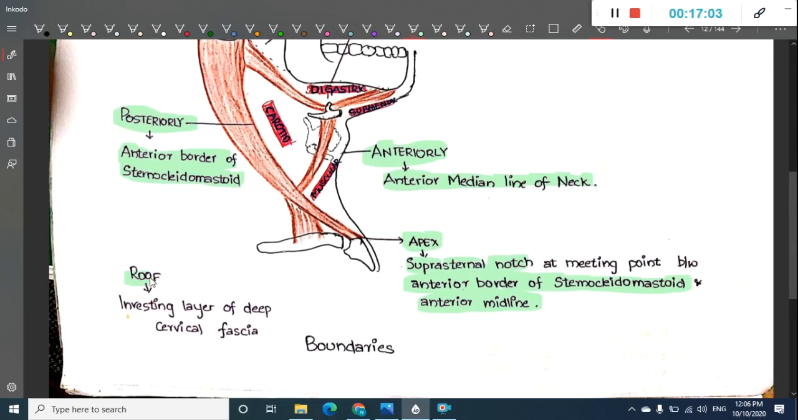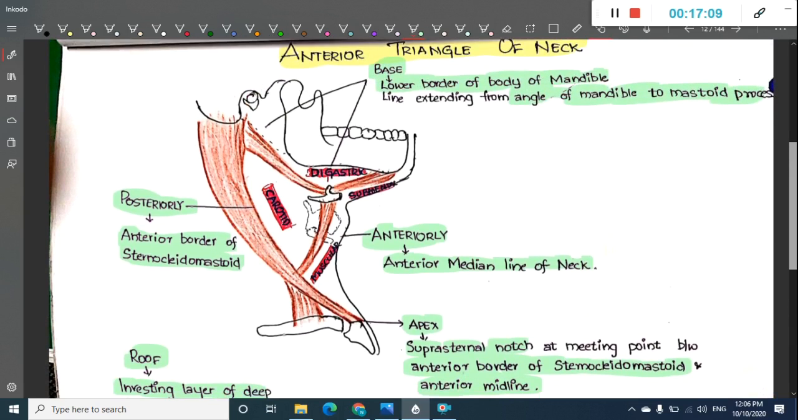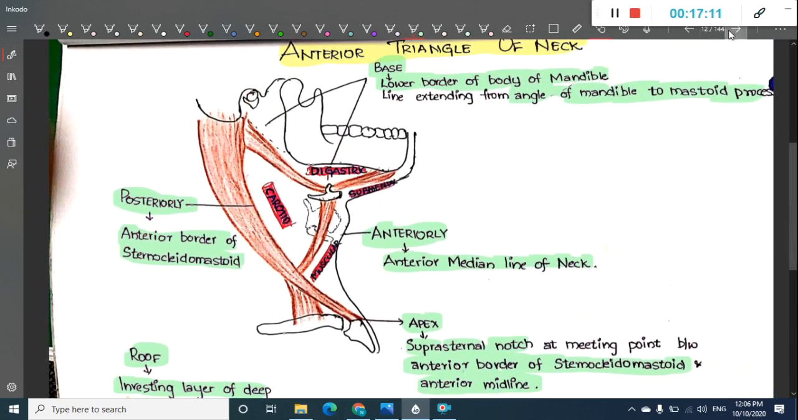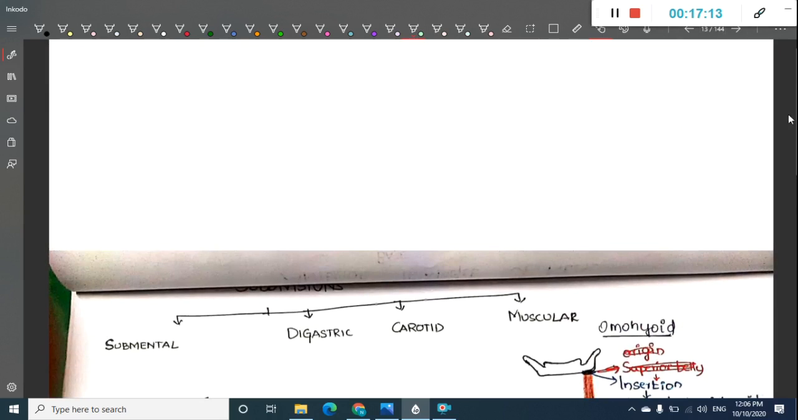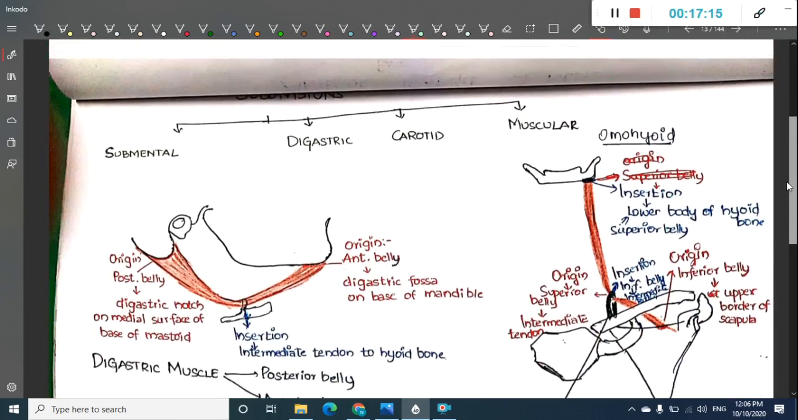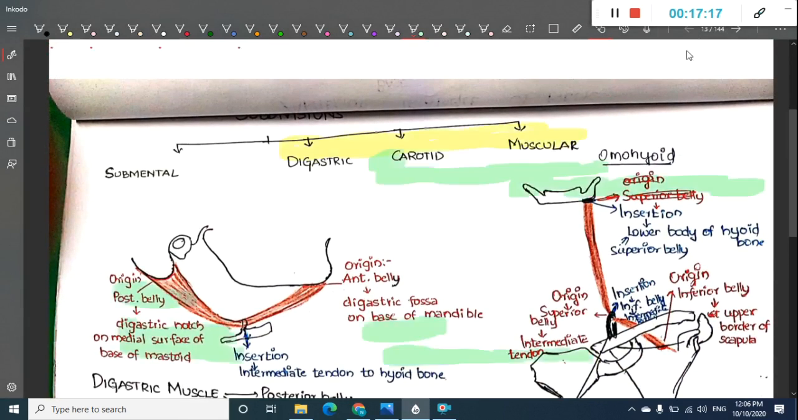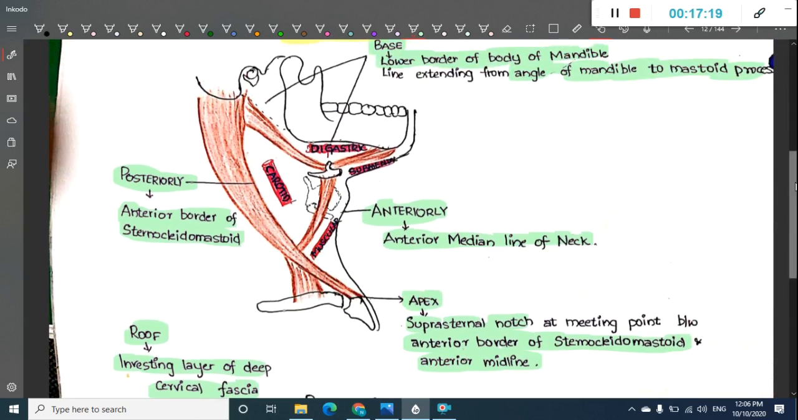Then what is seen in the roof? In the roof you have the investing layer of deep cervical fascia. So these are the main boundaries of the anterior triangle. Then we will see the divisions of the anterior triangle. I have already told you that the anterior triangle is divided into digastric, submental, muscular and carotid parts. So we will see each of them in detail.